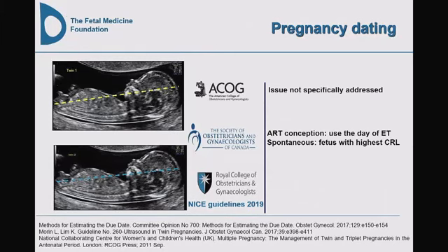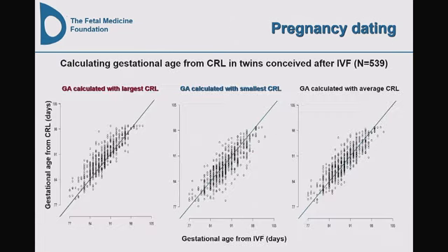Whereas the Canadian guideline says that if the pregnancy is achieved by assisted reproductive technologies or IVF, we should use the day of embryo transfer, and when we have a spontaneous conception in twins, we should use the highest CRL to date the pregnancy. And the NICE guideline from the UK recommended that in twin pregnancies, either conceived by in vitro fertilization or spontaneously, we should use the highest CRL.